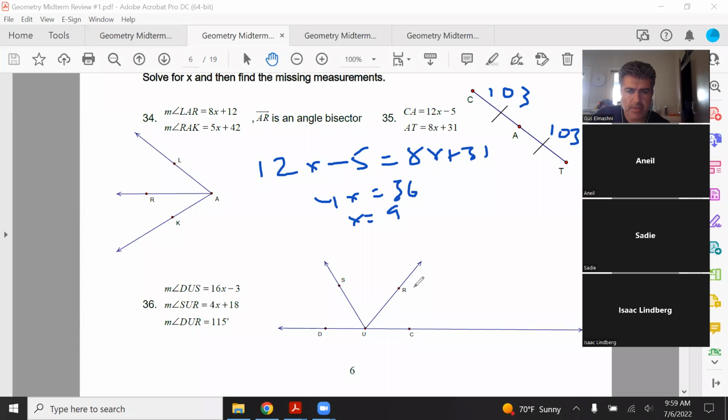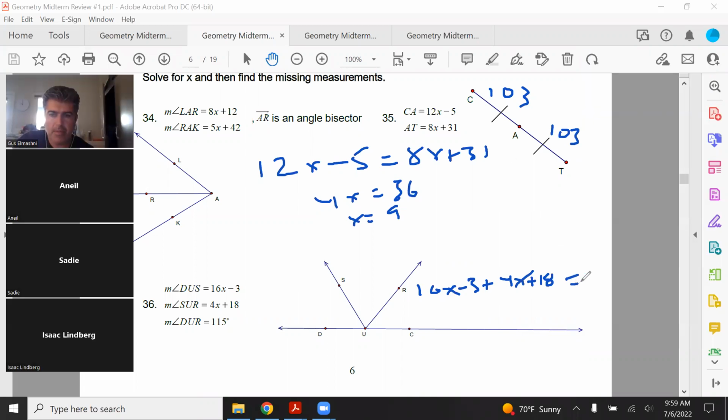Here, 16x minus 3 plus 4x plus 18 equals 115. 20x equals 100, x equals 5. So that's 80 minus 3 is 77. 20 plus 18 is 38. So you get 115. So there we go.